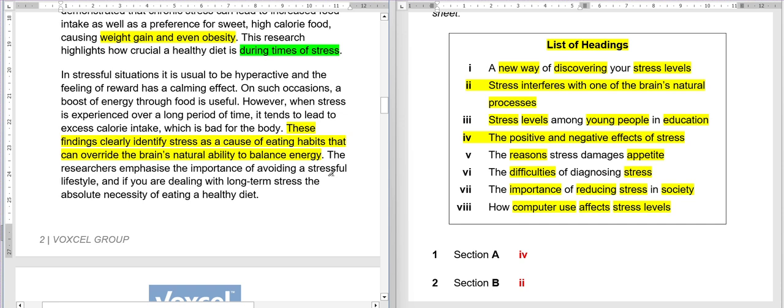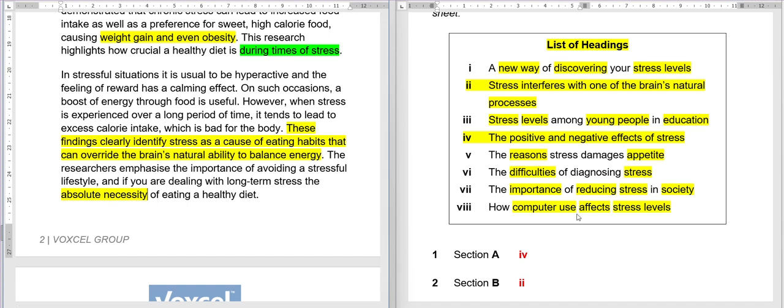Okay, so where were we? Yeah, the researchers emphasize the importance of avoiding a stressful lifestyle, and if you are dealing with a long term stress, the absolute necessity of eating a healthy diet. Okay, so they are saying that what they found out is that if you're dealing with a long term stress, you should eat a healthy diet because it's an absolute necessity. There is no going around that. It's non negotiable. Let's put it this way.